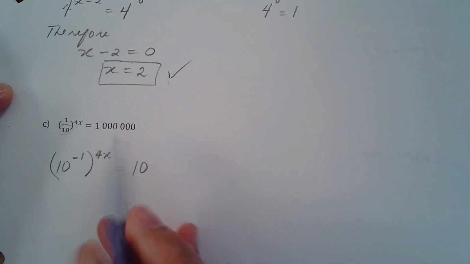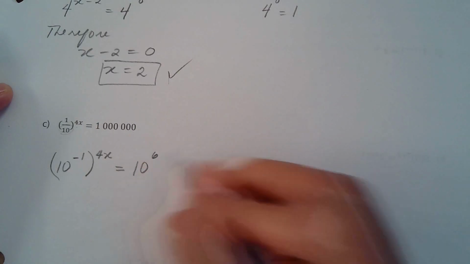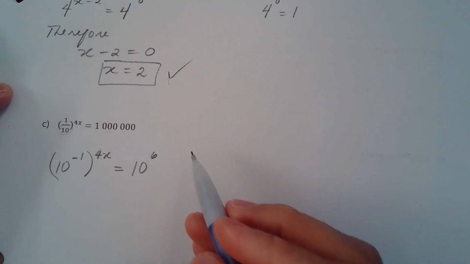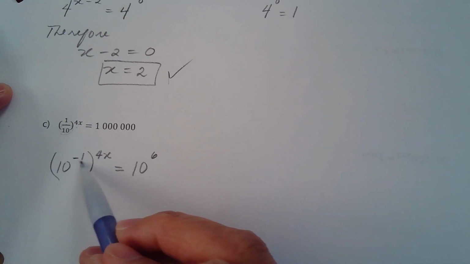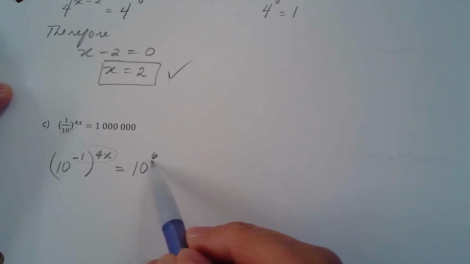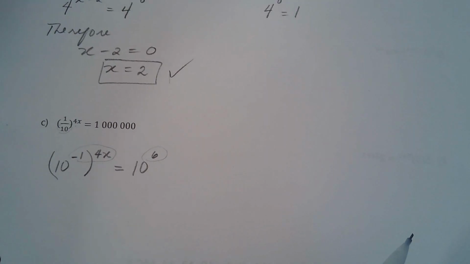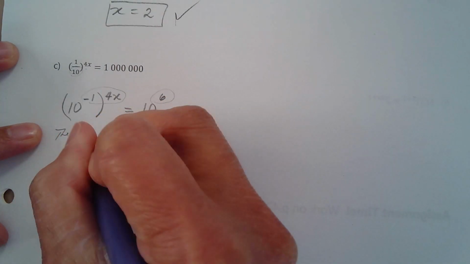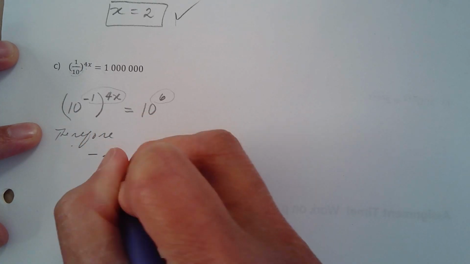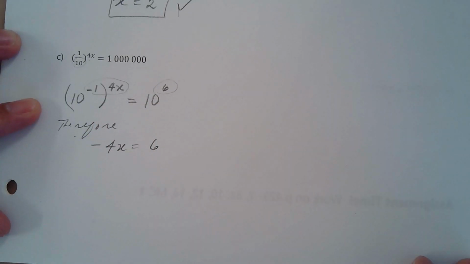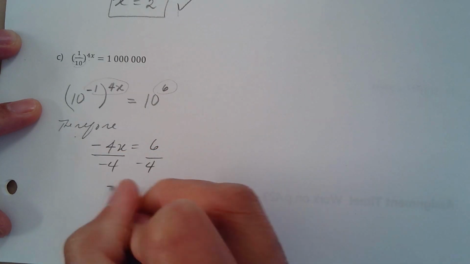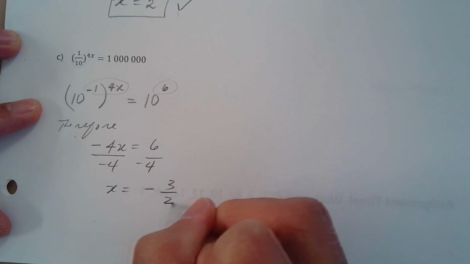Now, what would this be? 10 to what exponent will give you a million? 10 to the 6. Count the zeros. Now that the bases are the same, it's up to the exponent to make the left side equal to the right side. So therefore, negative 4x equals 6. That means it's going to be divided by negative 4. It's going to be negative 3/2.